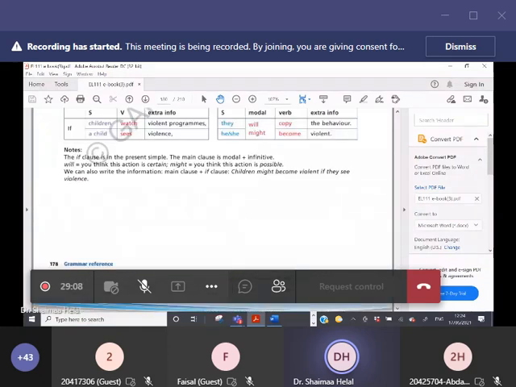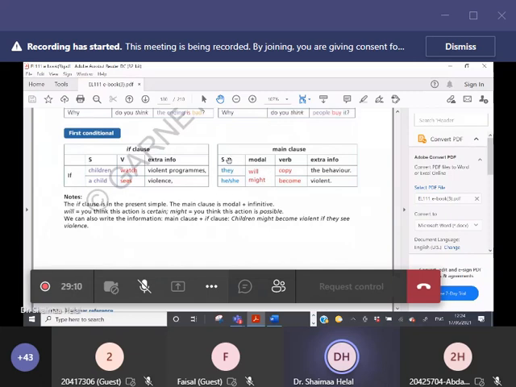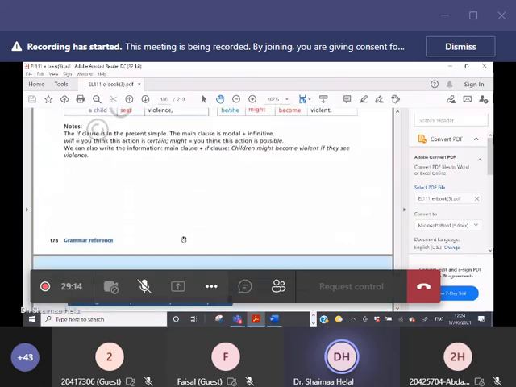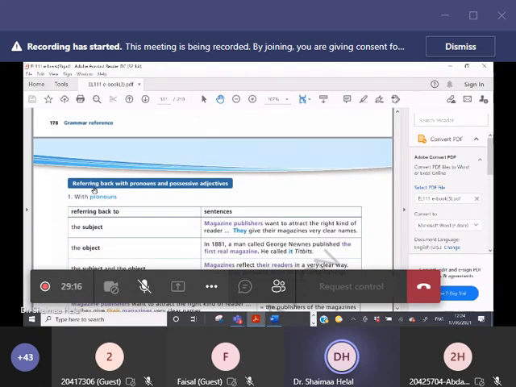Okay, so we can change them. Start with the main clause, followed by the if clause. Okay. Moving to the other part, referring back with pronouns and possessive adjectives.